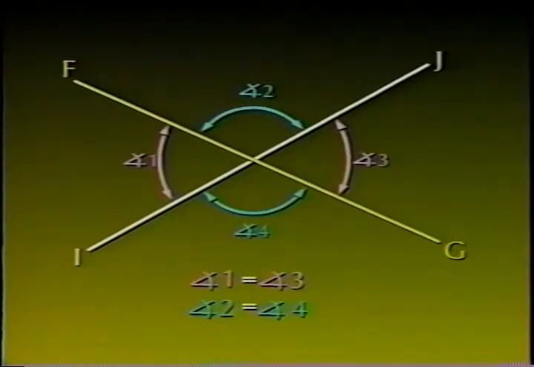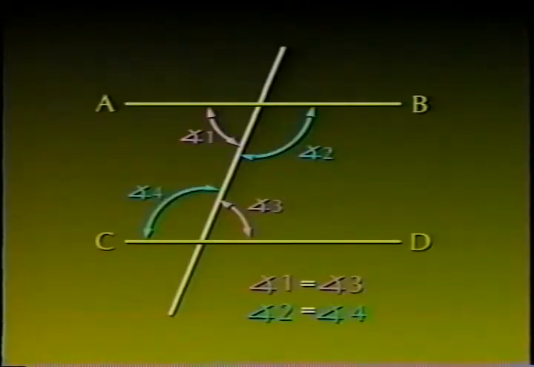Rule number 1, when two lines intersect, angles formed opposite to each other are identical. Thus, angle 1 equals angle 3, and angle 2 equals angle 4. Rule number 2, when two parallel lines are intersected by a transverse line, the alternate interior angles formed are the same. As shown, angle 1 equals angle 3, and angle 2 equals angle 4.